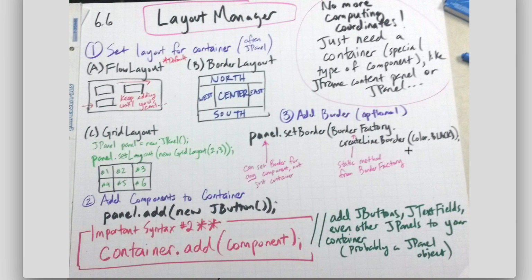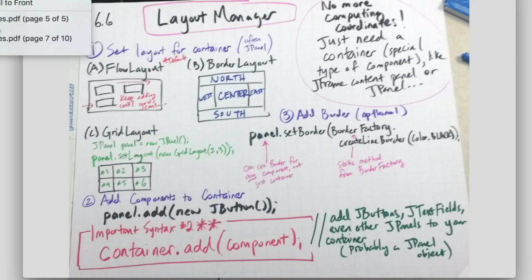You can also add a border if you want. So you say, all right, this is the panel.setBorder. It's a static method inside this BorderFactory class, so BorderFactory.create blah blah blah border. Again, that'll help you instead of doing the borders by hand like the author did for Simple Paint. And so that's what we're going to talk about in 6.6.